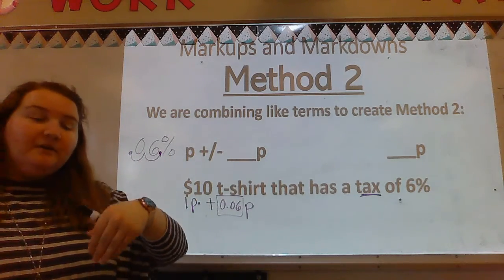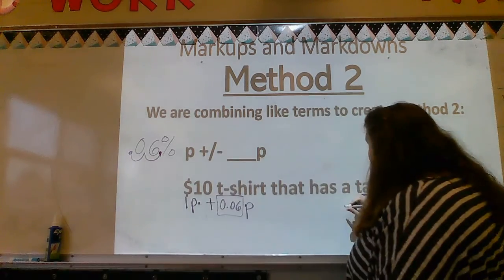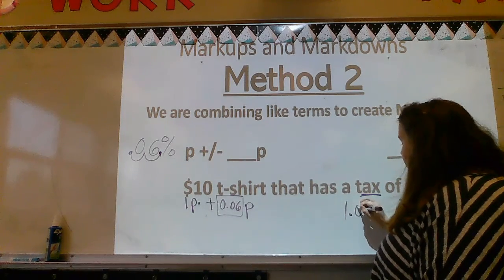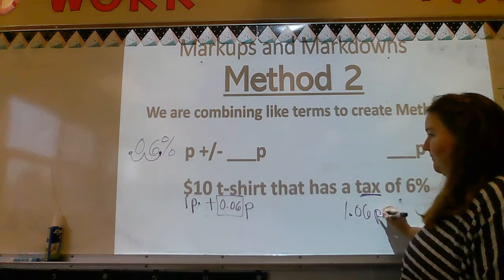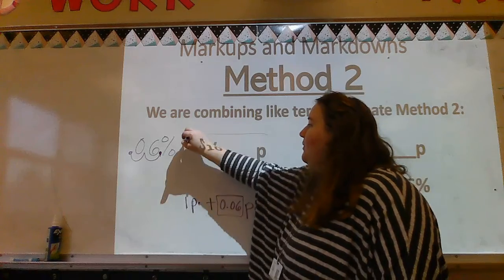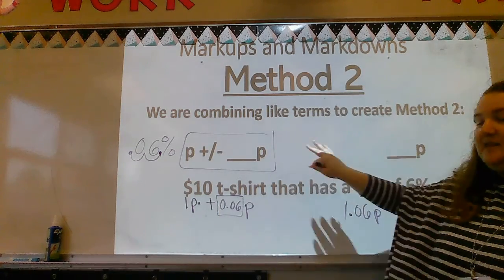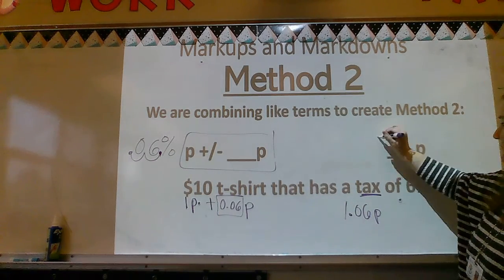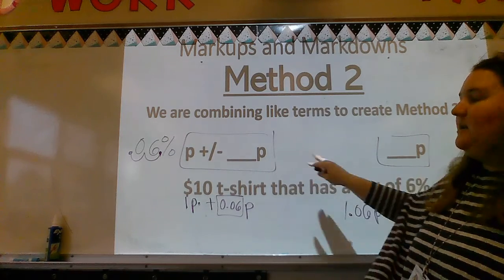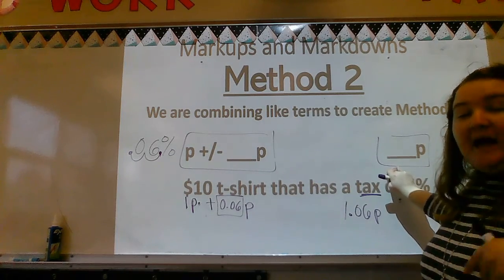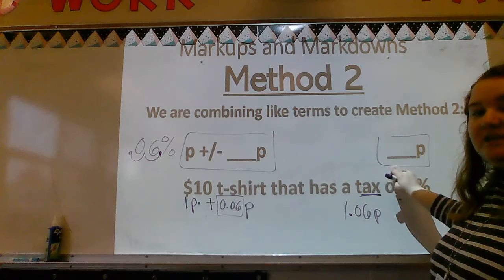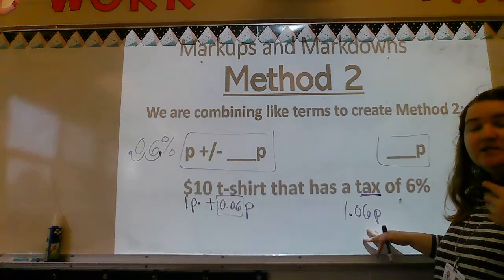Now, put that in your calculator. When you add this together, you get 1.06 P. And this is method 1, and this is method 2. So method 1, method 2. By combining like terms, what we just did was create a second way to solve our problems.